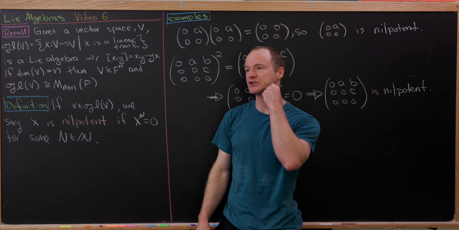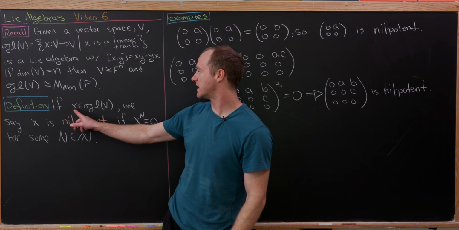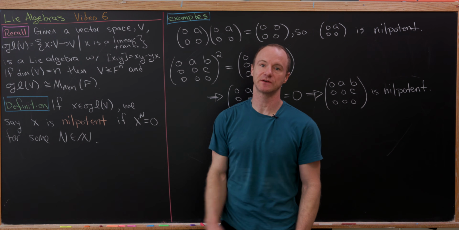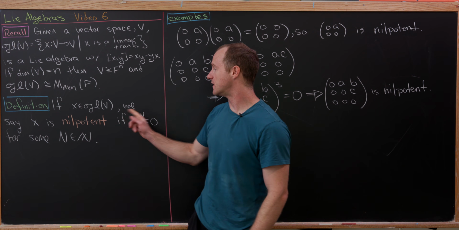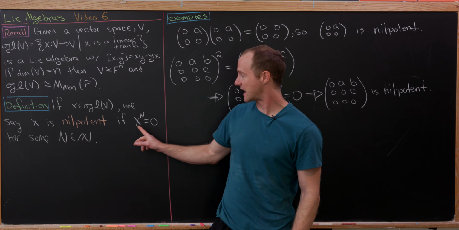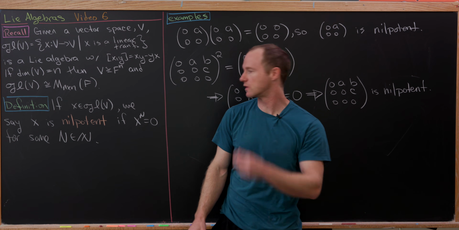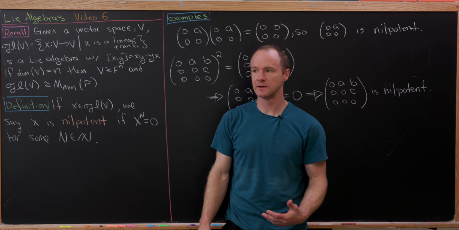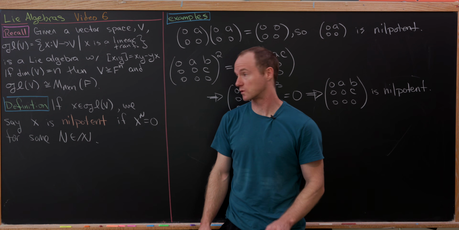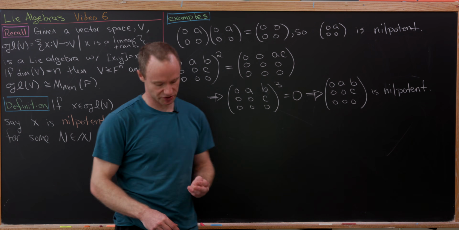Now let's look at a definition, and this is maybe a linear algebra definition that you might have seen before. If X is in GLV, in other words X is a linear transformation from V to V, then we say that X is nilpotent if some power of X is equal to the zero map. In other words, X to the n equals 0 for some n. And maybe you've also heard about nilpotence inside of rings and so forth. So this is an idea which is across algebraic structures.